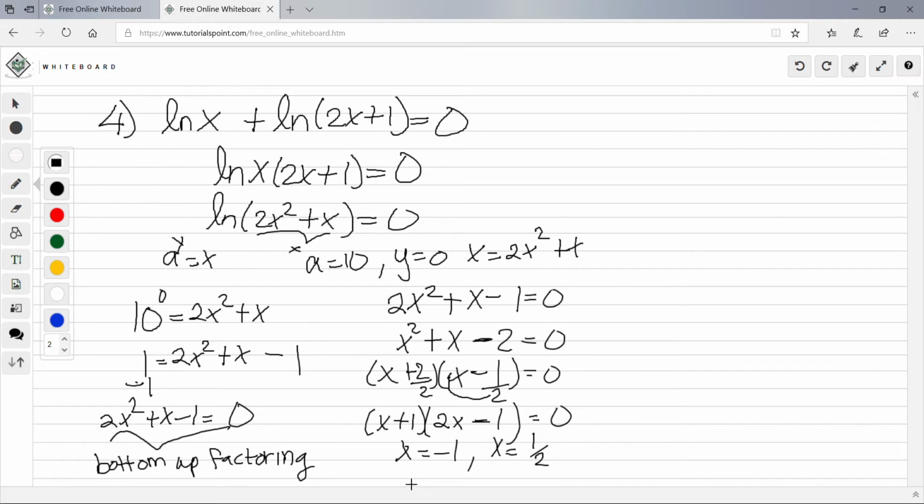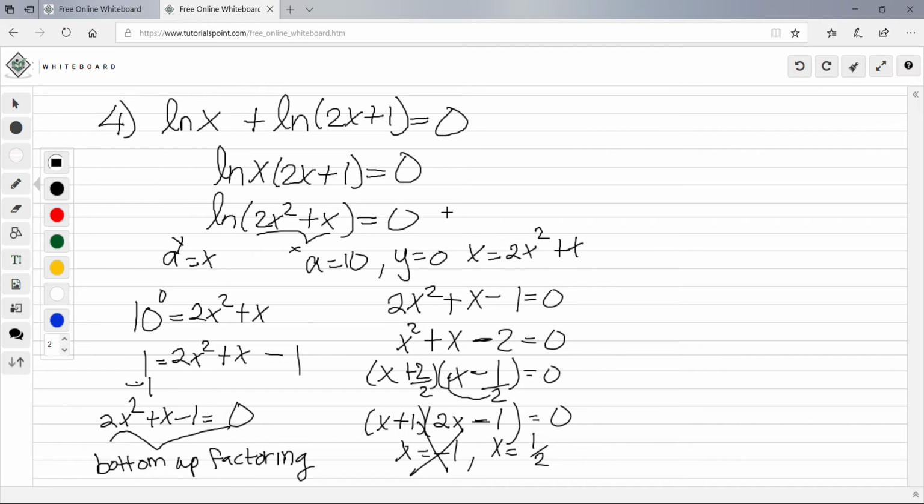Okay, so we get two answers and we've got to check. Let's start with the negative. If we put negative 1 into the original equation, you get ln of negative 1. Remember how I said you can't have a negative number inside the log? Natural log and log are like the same thing, so you can't have a negative inside the natural log, so we can completely dismiss this.